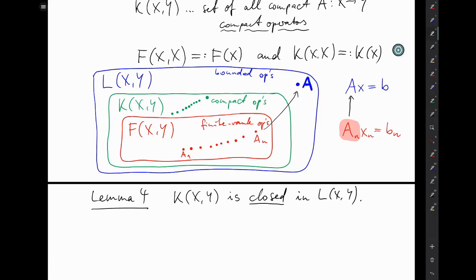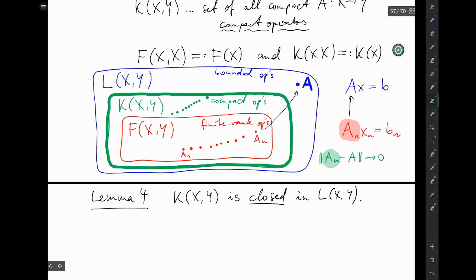Or to phrase it differently, if you want to have convergence in the operator norm like this, and your sequence of A_n is compact, which it is if it's even finite rank, then your limit A will again be compact. So what I'm saying is that using this operator norm convergence, you cannot cross this boundary. Let us not prove Lemma 4 here, but let's instead state two other lemmas that will indicate why we might want to cross the green boundary.